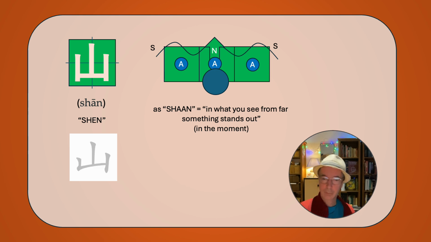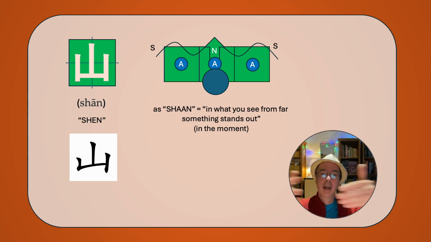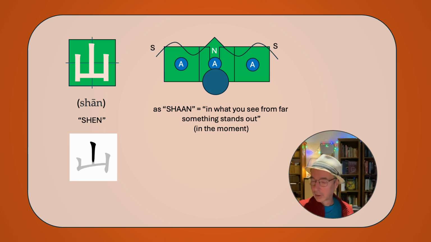Then you have that darker blue thing, which is me visualizing everything that I see, and I see there very far away this S form, which should be expressed there. And I have here a kind of vision where I see different things, but something stands out in the moment, and that's the shān.